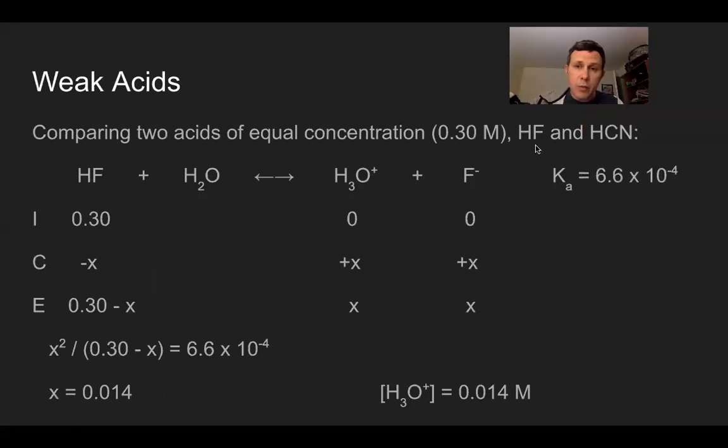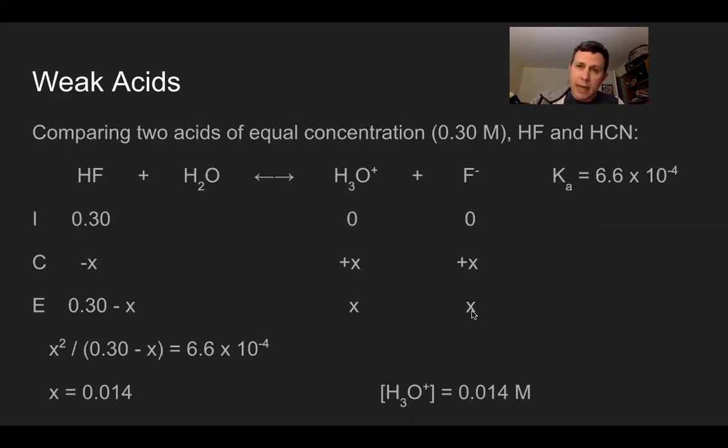So here are 2 weak acids: hydrofluoric acid and hydrocyanic acid. Anyway, HF is reacting with water to make H3O plus and F minus. That's the reaction when HF mixes with water. Let's say it's 0.3 molar concentration. So it's going to drop by some unknown amount. These are going to increase by that same unknown, and your equilibrium will be 0.3 minus X for HF, and these will each be X.